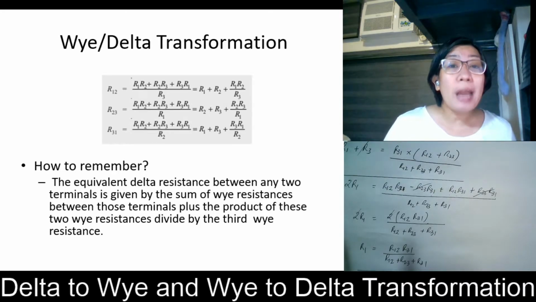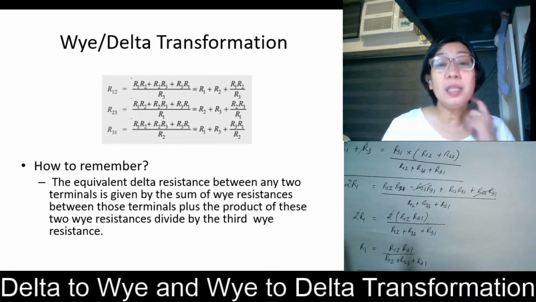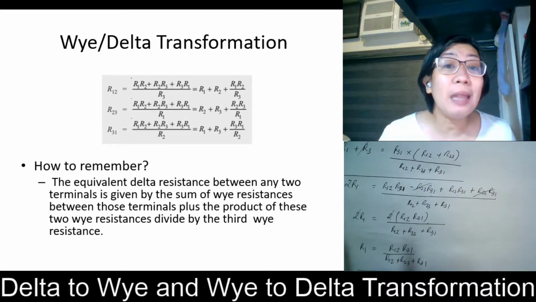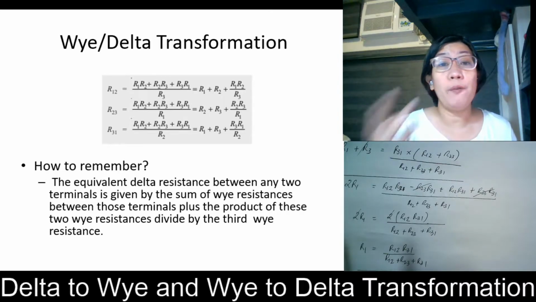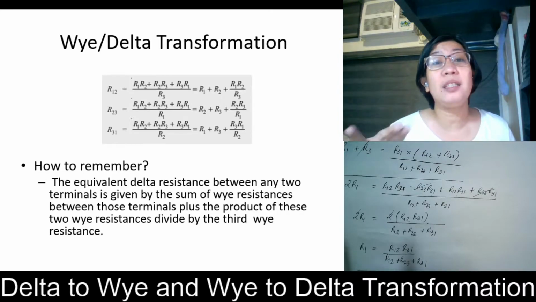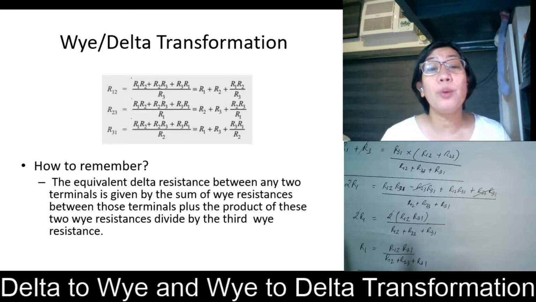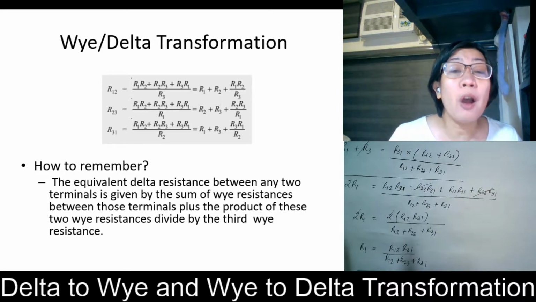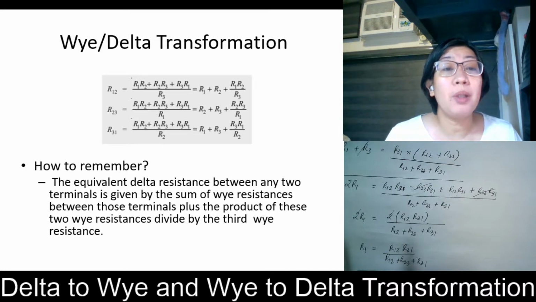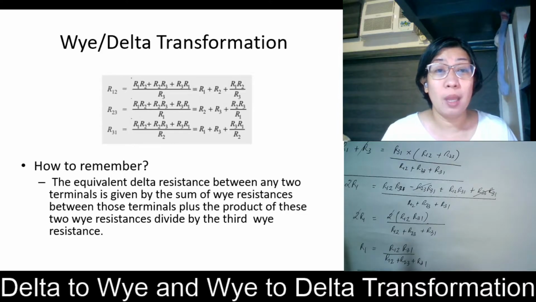Okay, so we are asked to solve for R12, R23, and R31, and it is given by the formula. Look, this is very simple. All you have to do is to get the product of each pair. Since it has three resistances, you have three combinations: R1 times R2, R2 times R3, and R3 times R1.